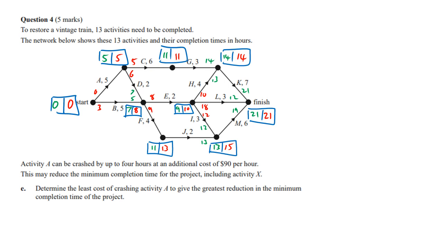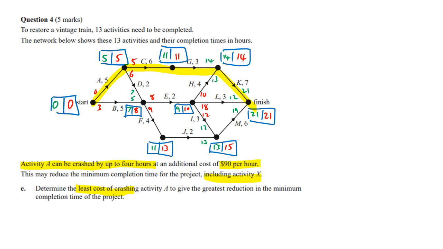Okay, so we can crash activity A by up to 4 hours, and it's $90 an hour. This does include the activity X, but we say it's got a float of 4, so it's unlikely to be affected by the whole thing, just to make sure that people don't get confused in the question. And we want to know the least cost of crashing. Now, our critical path is like this.